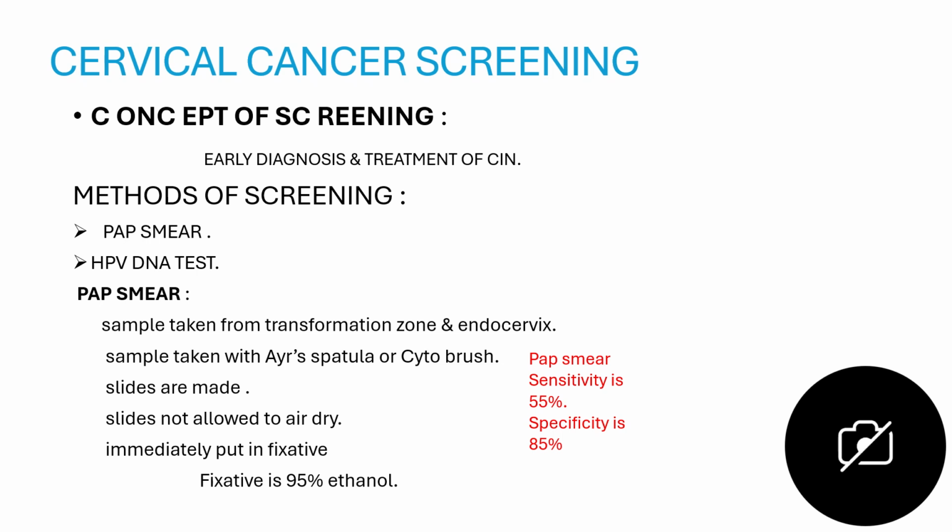So, cervical cancer screening. The concept of screening is early diagnosis and treatment of cervical intraepithelial neoplasia. So, what are the methods of screening? These are the pap smear and HPV DNA test. In pap smear, the sample is taken from the transformation zone and the endocervix. Samples are taken with an Ayre spatula or the cytobrush. Slides are made, but these slides are not allowed to air dry. They are immediately put in the fixative, and the fixative used is 95% ethanol. Pap smear sensitivity is 55% and specificity is 85%. It means if the pap smear becomes positive, it cannot be ignored.